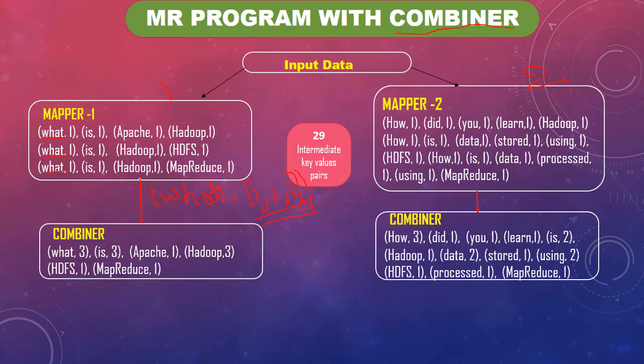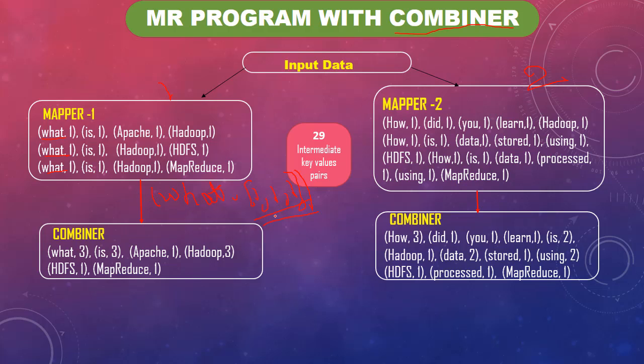After the shuffling phase, likewise the entire key value space will be shuffled. Apache I'm having only 1, so that will be only 1 here. Hadoop I'm having 3, so Hadoop comma 1 comma 1. Likewise one key value pair will be generated, and the other key value pairs will also be shuffled as well as sorted.